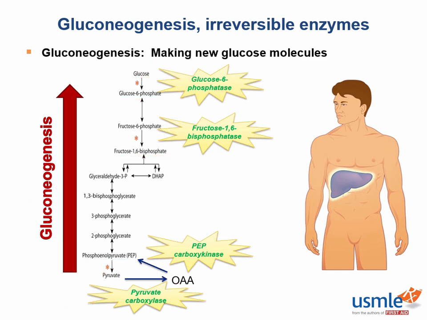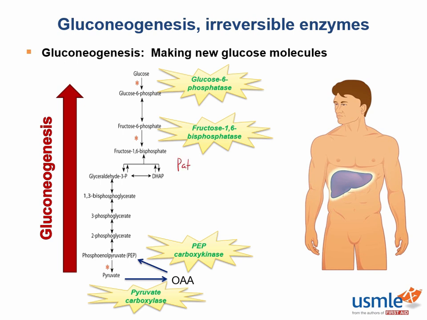So in summary, gluconeogenesis occurs primarily in the liver, and it creates glucose from fatty acids or from TCA cycle intermediates. And it should come as no surprise that a deficiency in one of these 4 gluconeogenic enzymes can cause some hypoglycemia. Now on test day, how are you going to remember these irreversible enzymes of gluconeogenesis?